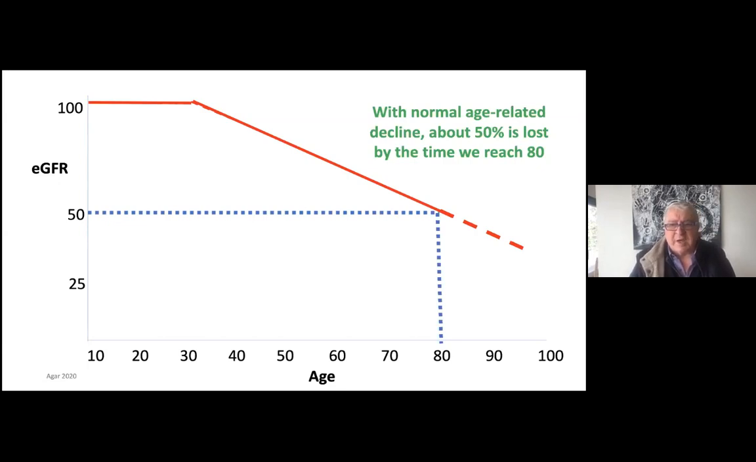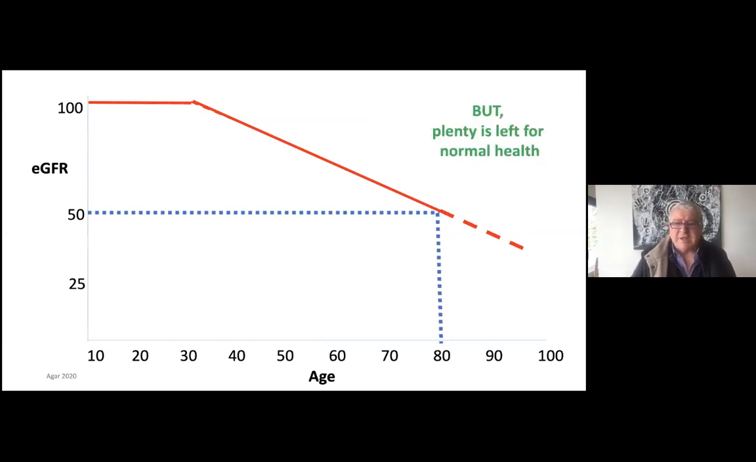With normal age-related decline, perhaps about 50%, if you plot that out, by the time we reach 80, about half of our kidney function will have gone. Now, remember, when you're a transplant, you get one kidney, not two, so you're effectively getting half of your renal mass back. So at the age of 80, people with declining kidney function due to age are mimicking a good functioning transplant, who also is symptom free. Plenty is left for normal health.